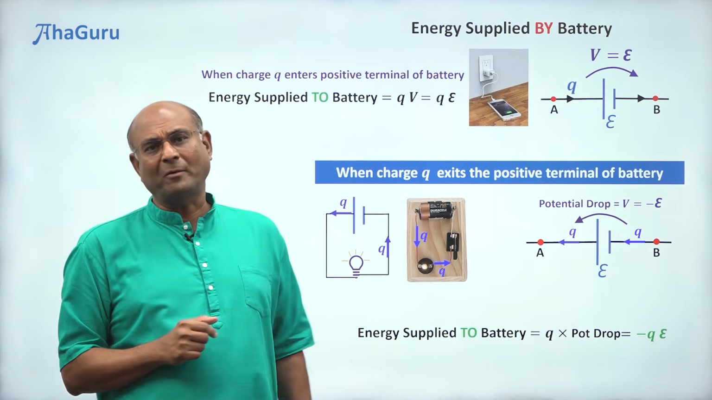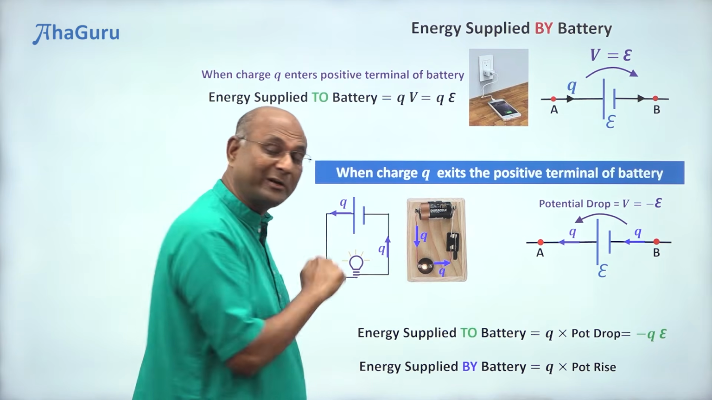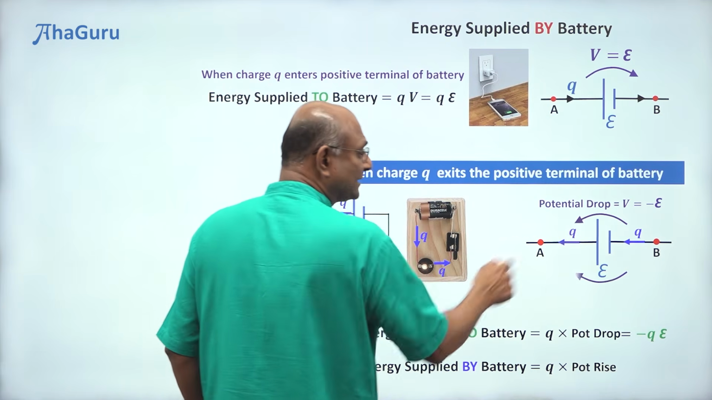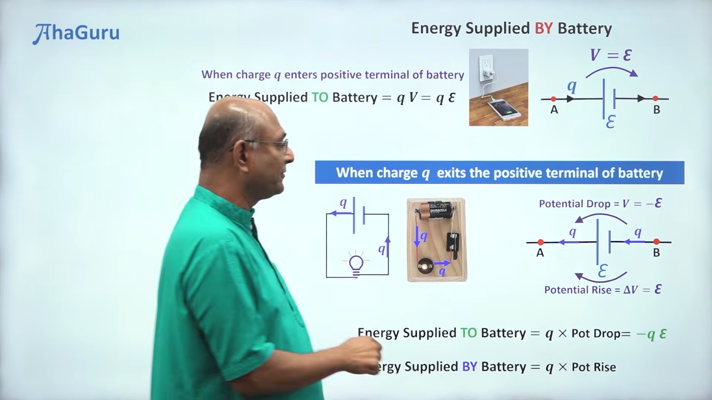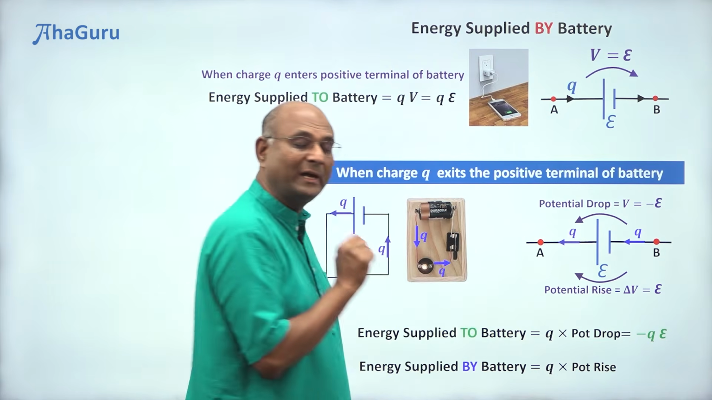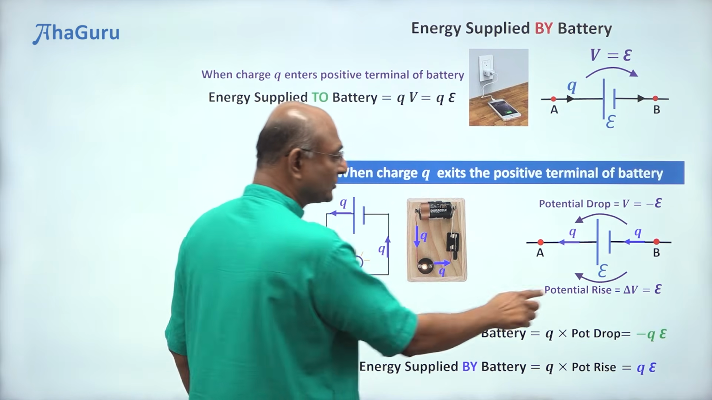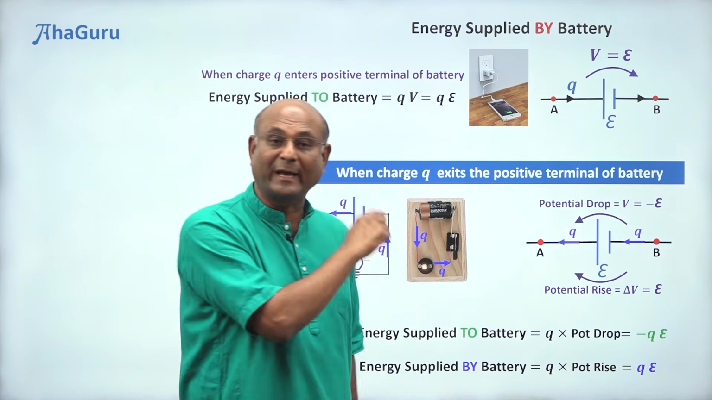But we already have a formula for that. We can say energy supplied by the battery is Q times potential rise from the entry to the exit. What is the potential rise? Potential rise is equal to delta V, which is equal to EMF in this direction. Here we are talking about potential rise, so that is equal to the EMF. And so Q into potential rise is Q times E. So the energy supplied by the battery is Q times E.